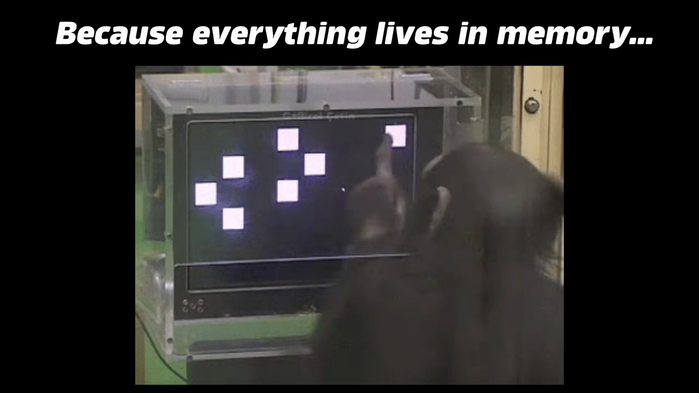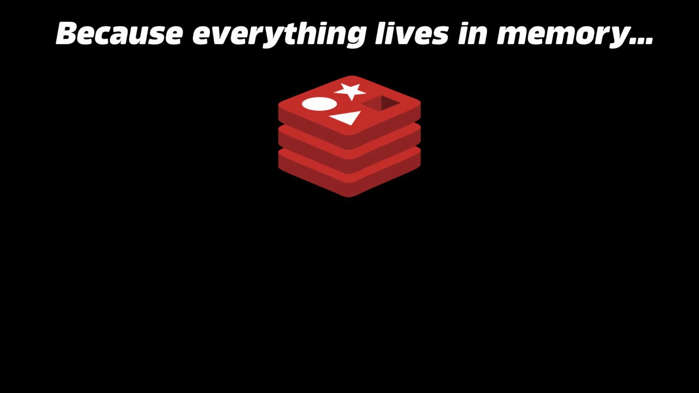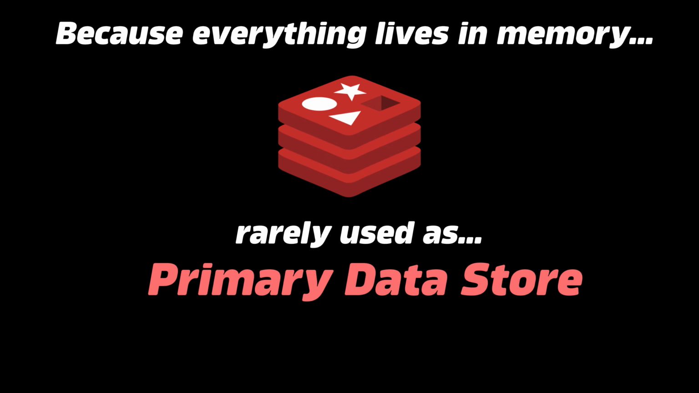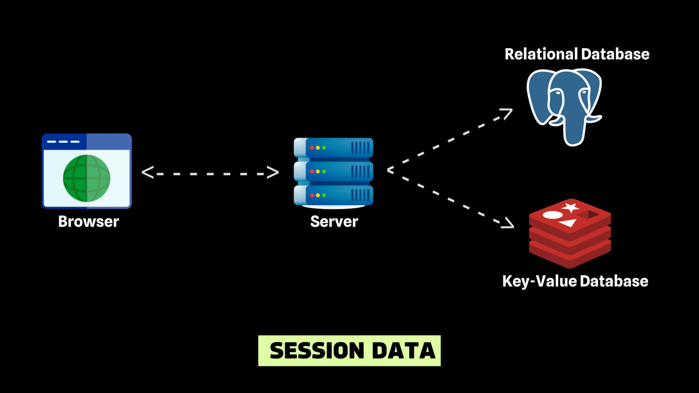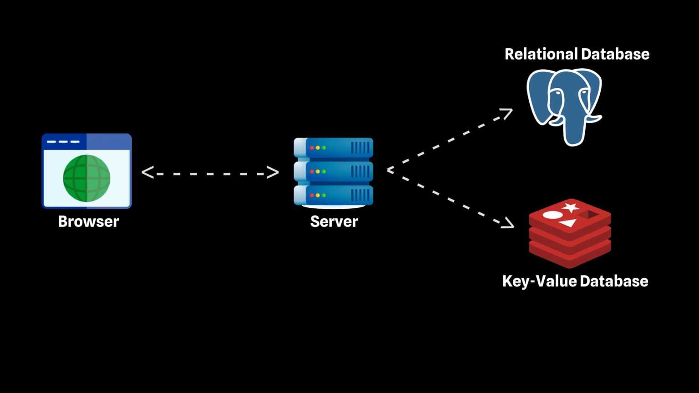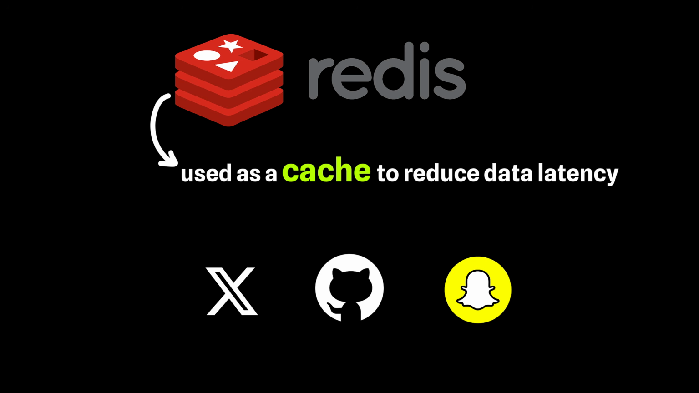Because everything lives in memory, the amount of data you can store is constrained, which is why key-value databases are rarely used as a primary data store. Instead, they're usually placed in front of another database to act as a performance booster. Things like session data, cached API responses, and game leaderboards are perfect fits. In practice, key value stores are most often used as a cache to reduce data latency, and large platforms like Twitter, GitHub, and Snapchat rely on Redis to deliver real-time experiences at scale.